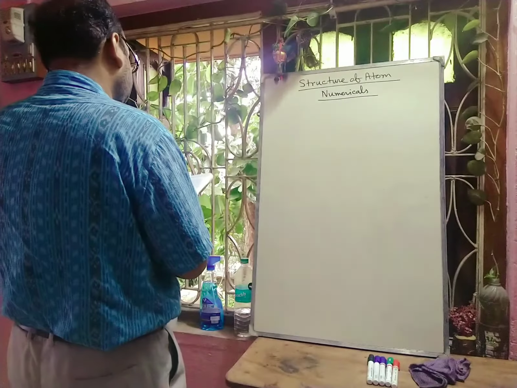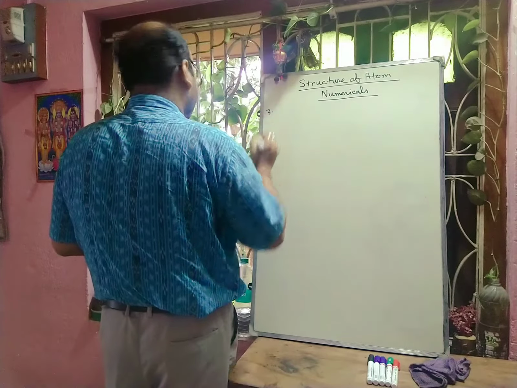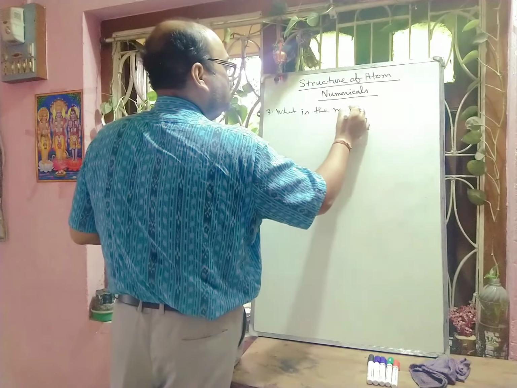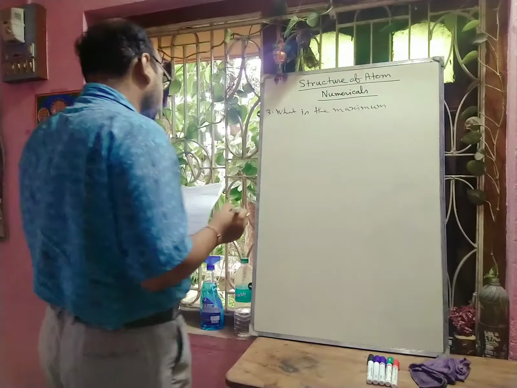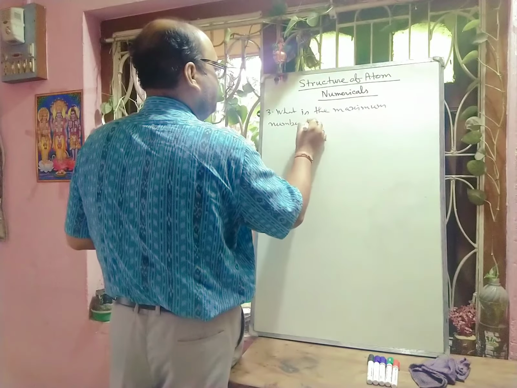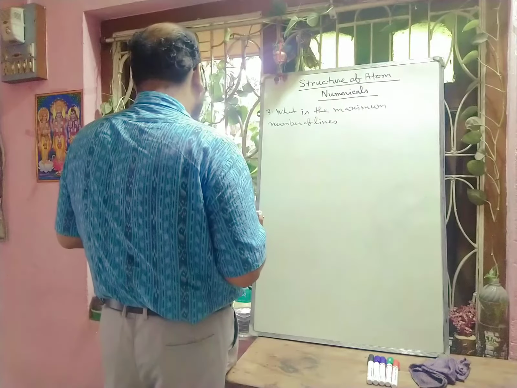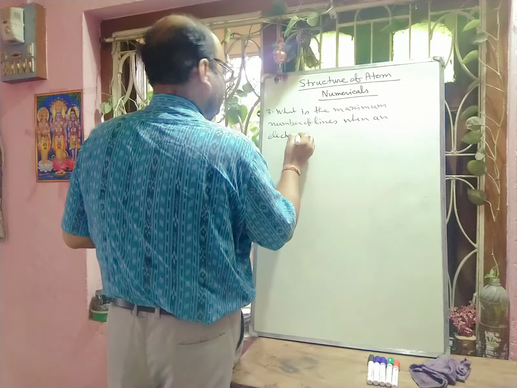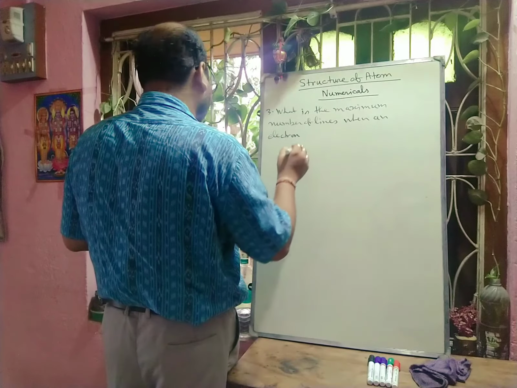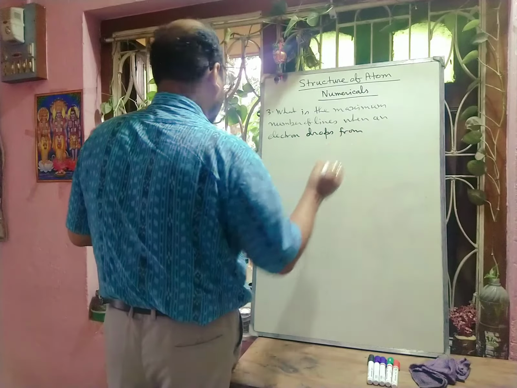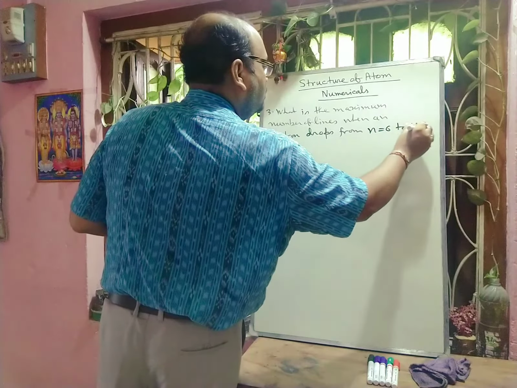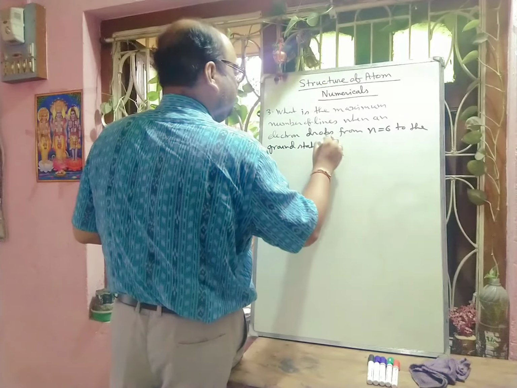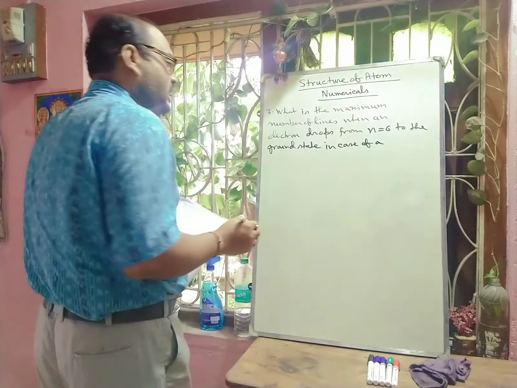Next, problem number 3. Question is, what is the maximum number of lines when an electron drops from n is equal to 6 to the ground state in case of a hydrogen atom.